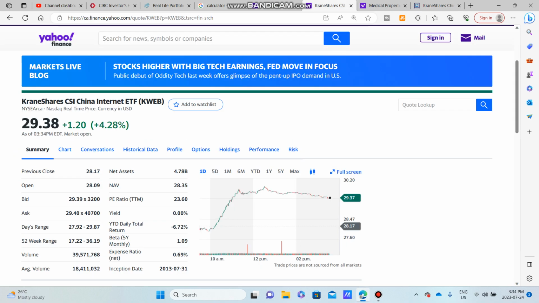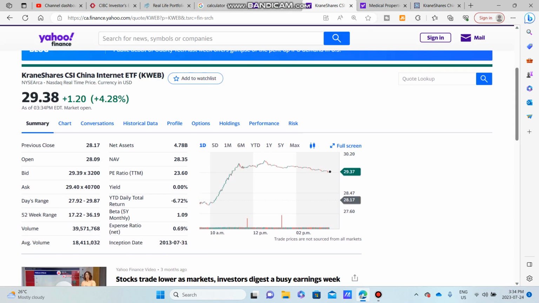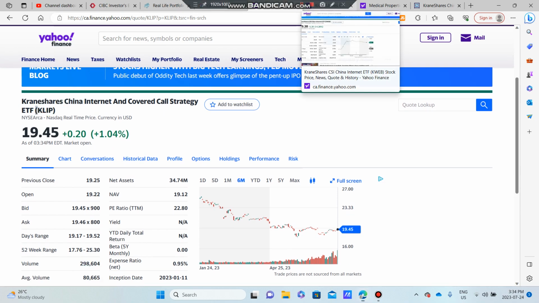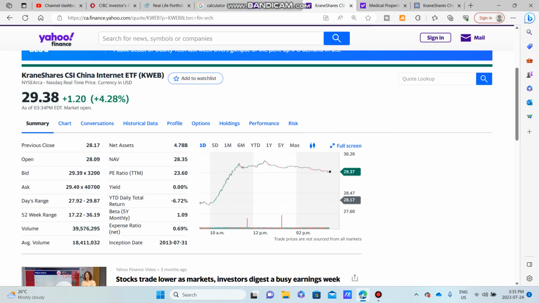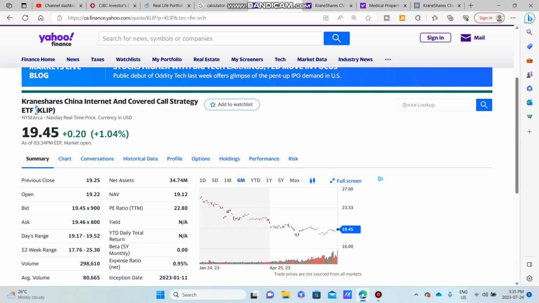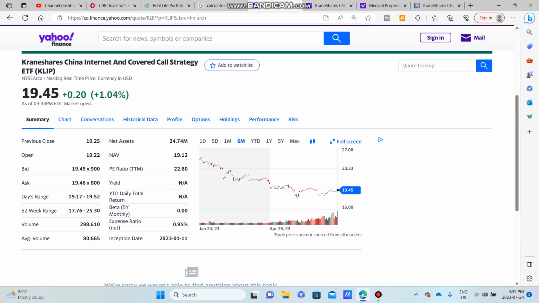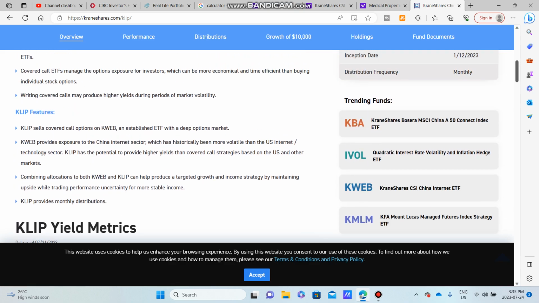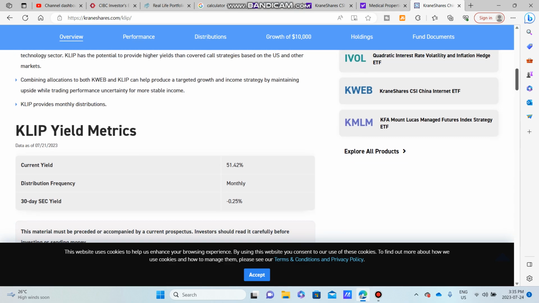Basically, when KWEB appreciates in value, so does KLIP. And KLIP writes call options on KWEB, so they don't fully track the price action of KWEB. As you can see, KWEB's up 4% and KLIP's only up 1% currently, but KLIP does pay just over a 50% dividend, so it is totally understandable that it doesn't exactly track it. As you can see, 51% right here, and it pays monthly.